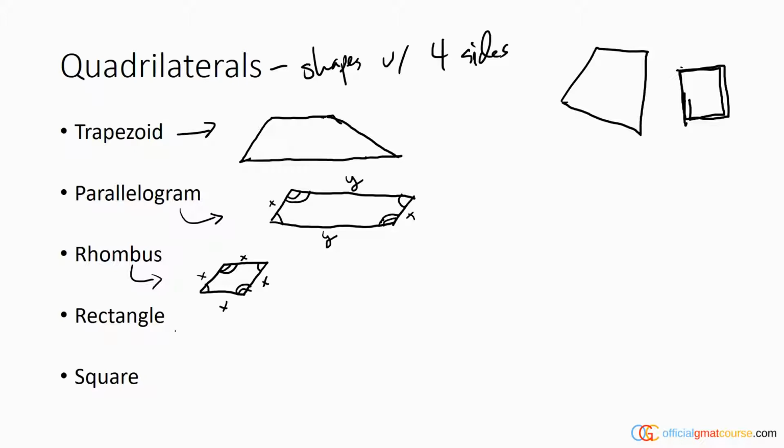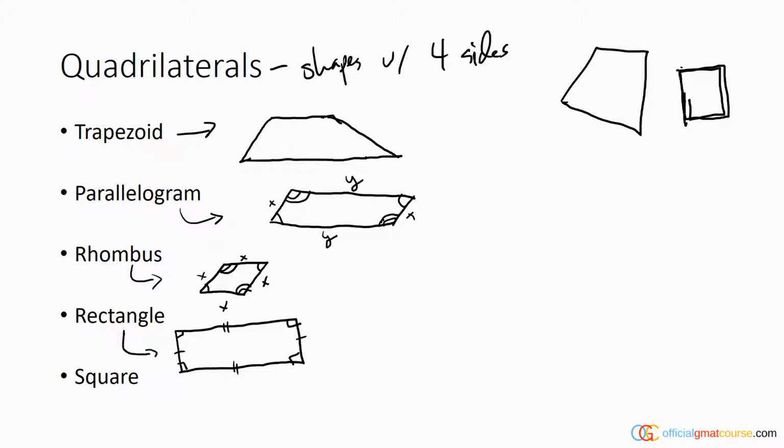In a rectangle and a square, all angles are 90 degrees, which means we have two sets of parallel sides with 90-degree angles. This side and this side are equivalent, this side and this side are equivalent. And rectangles are really easy to work with.